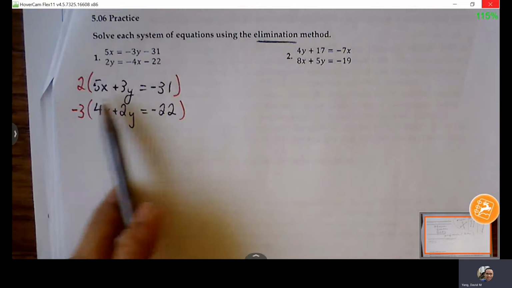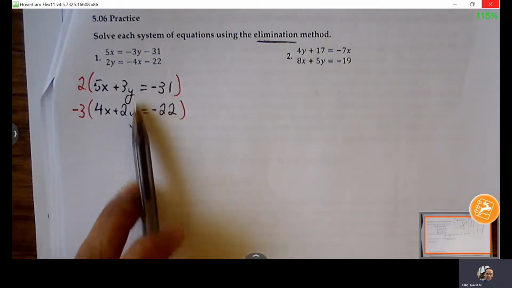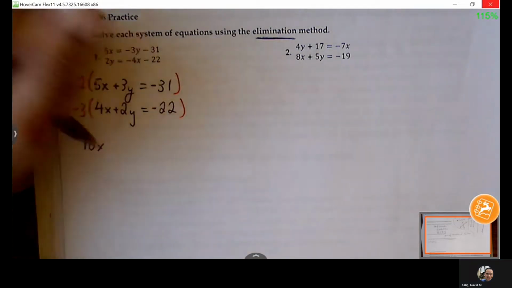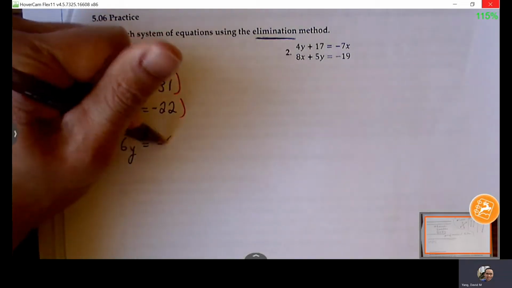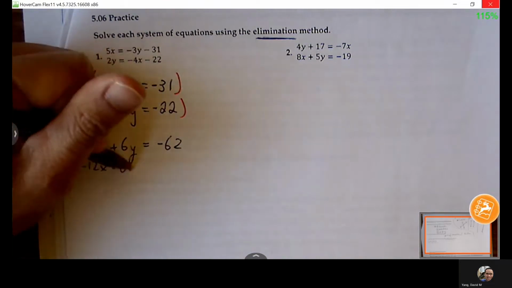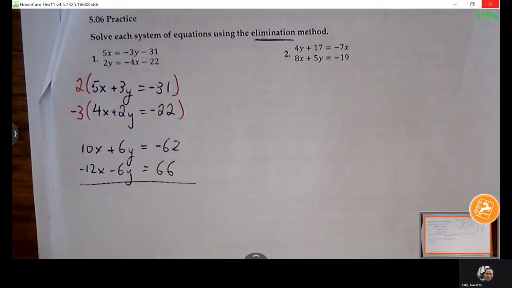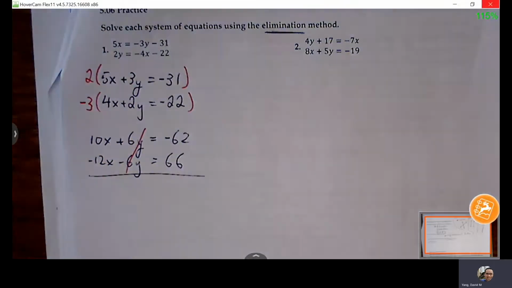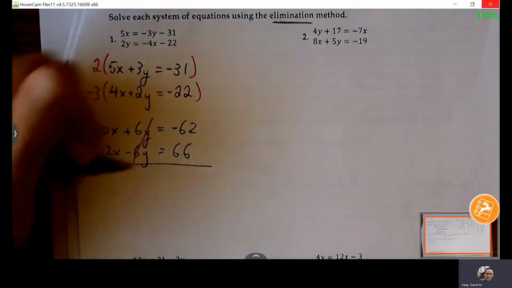Okay. Distribute the 2 and -3 through. We should get the y's to cancel each other out when we add. The y's go away just like what we wanted. And then just add the remaining columns.